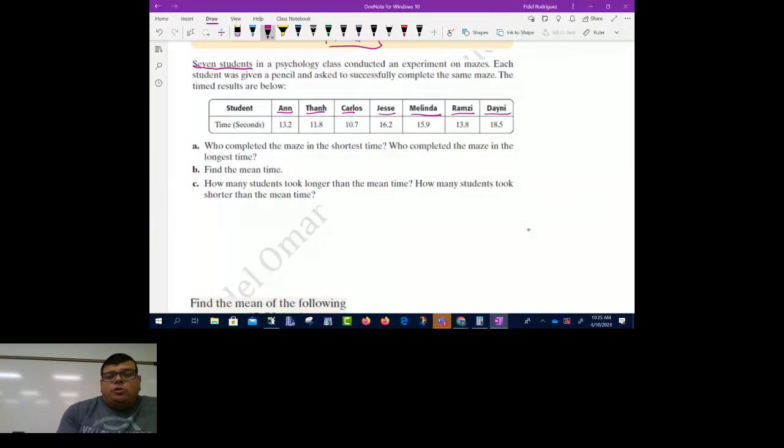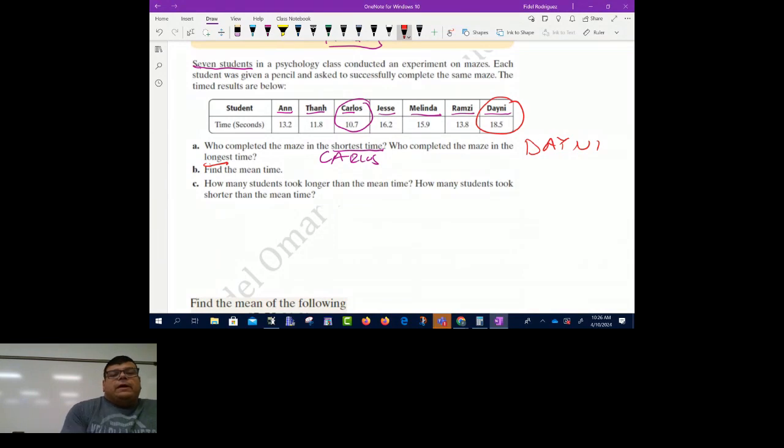Okay, we want to know who did this in the shortest time. So who is the fastest individual here, y'all? It looks like Carlos was, right? Carlos had the shortest amount of time, and it says who took the longest time. And over here, y'all, looks like Danny took the longest time to complete the maze.